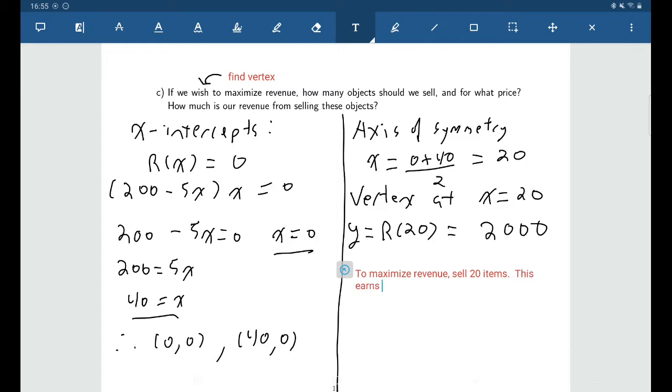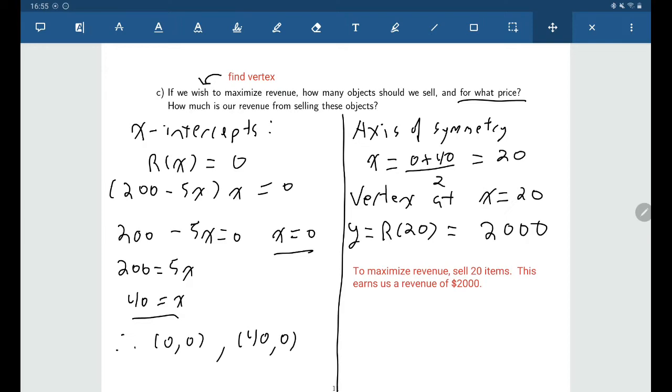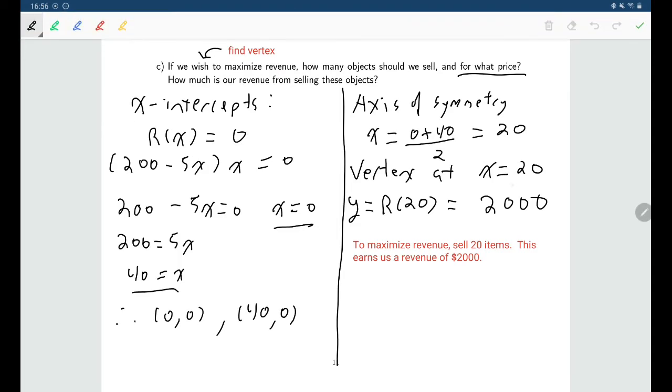This earns us a revenue of $2,000. That's the first part. The other part of the question was, what was our price? And for that, we need to go back and remind ourselves that we have a relationship between price and numbers of items we sold. We know that the number of items that we're going to sell is 20.